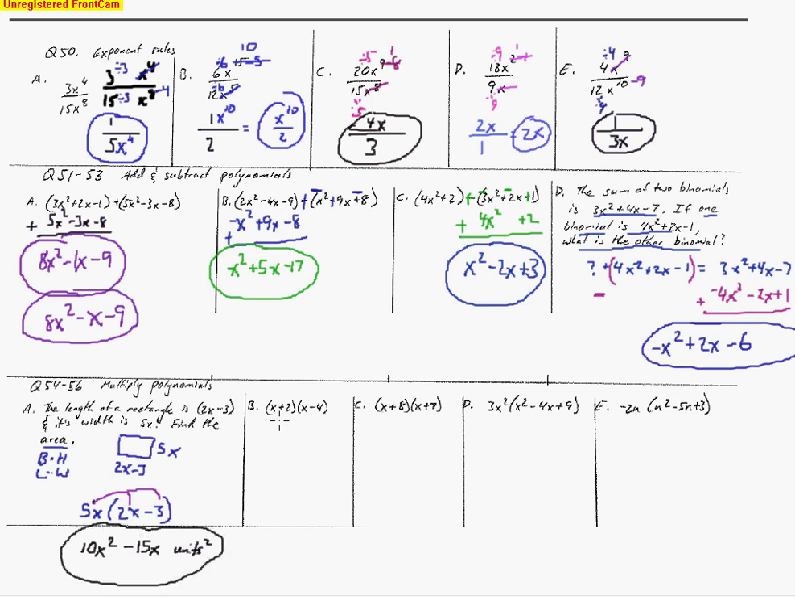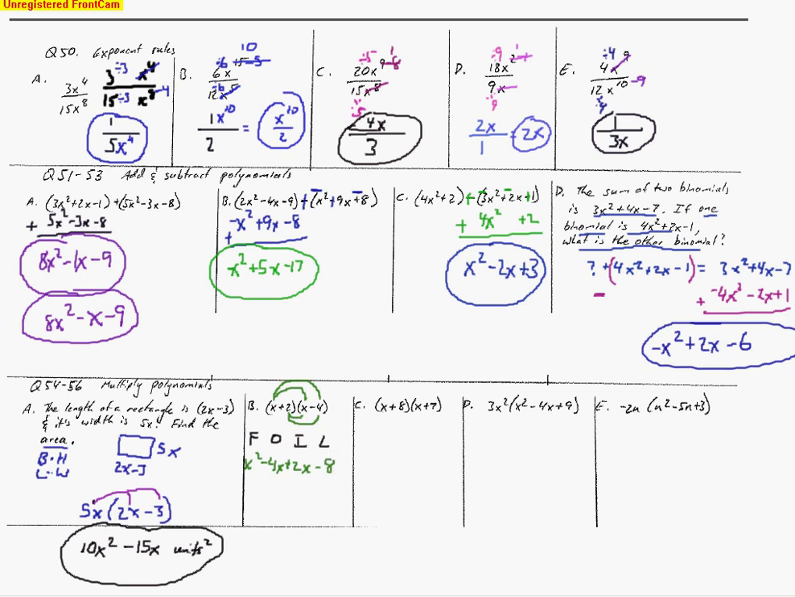Well, here is a FOIL method problem. We're going to do the first, the outer, the inner, and the last because it's a binomial multiplied by a binomial. So first one here, we have x and x gives me an x squared. Outside terms are x and negative 4 makes a negative 4x. Then we move on to the inside. 2 and x make a positive 2x. And then the last terms, 2 and negative 4 make a negative 8.